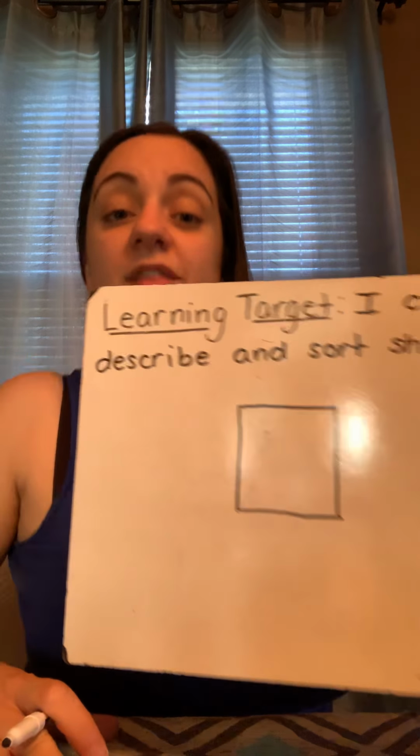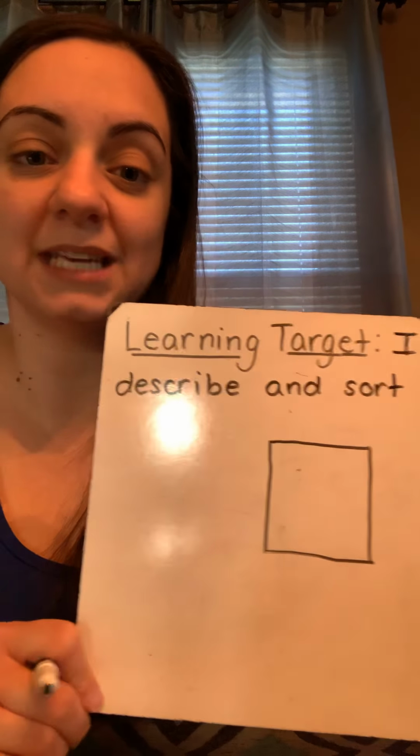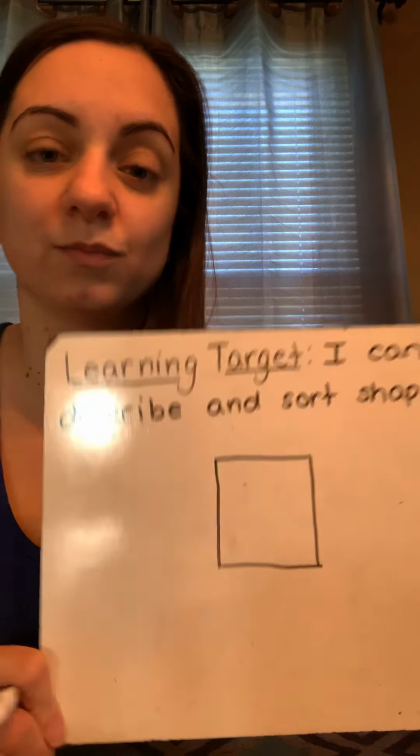What do we call this shape? What is this shape's name? Tell me. It's right, it's a square. Let me write that here. Square. Now let's describe our square.